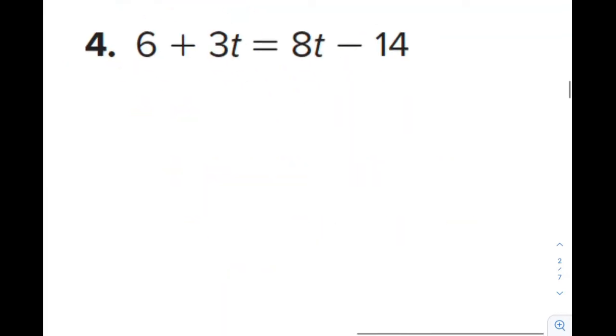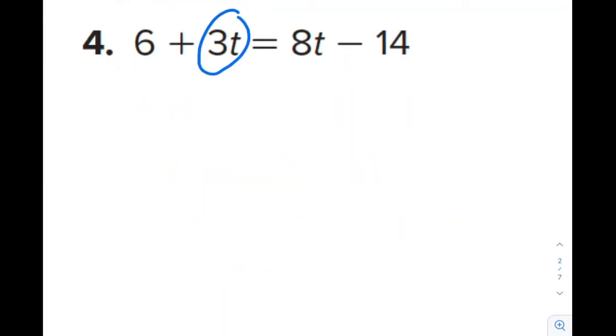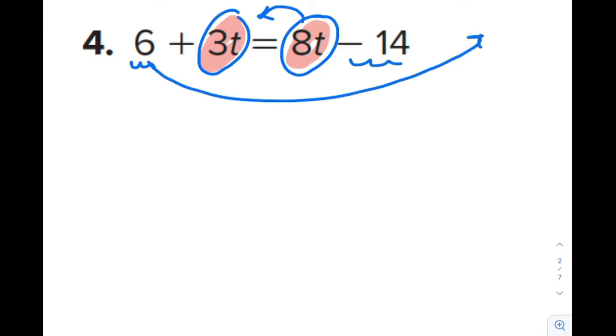Same thing here. We have 3t, 8t, they have the same variable t. We have 6, negative 14, so I will move the 8t here, I move the 6 there. 3t minus 8t, it was positive, it moves from one side to the other and becomes negative, equals negative 14, and this stays as it is. 6 goes there, it becomes minus 6.